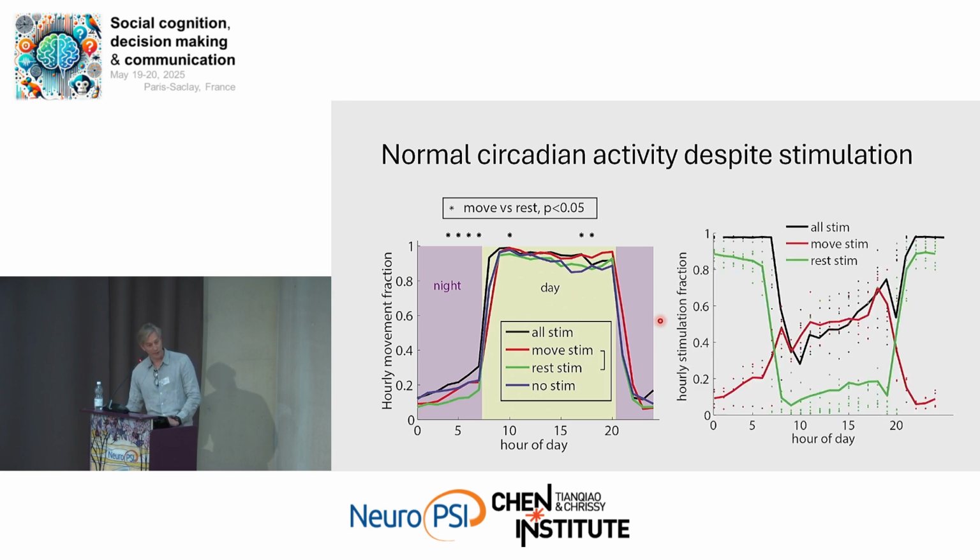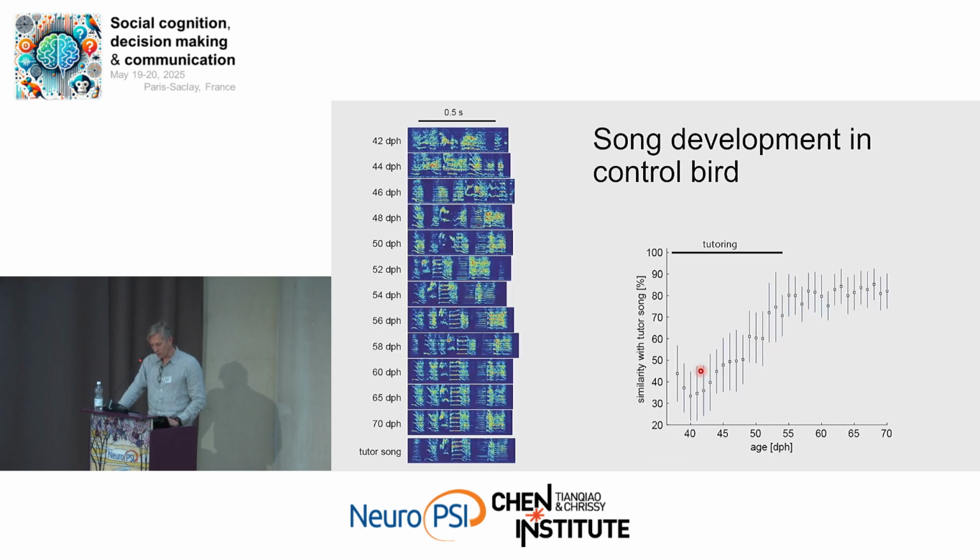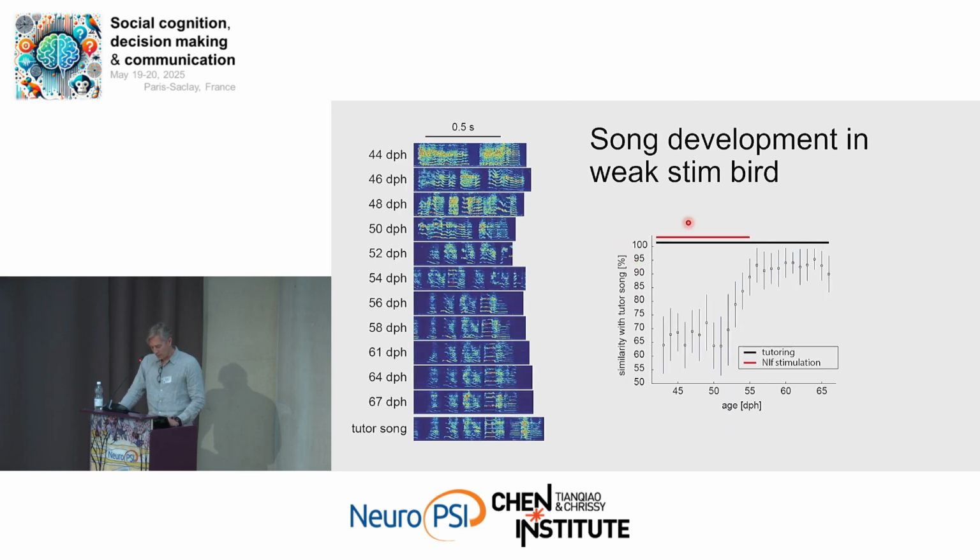And so this is the amount of stimulation they got. The hourly stimulation fraction, so the part of the hour that is stimulated during night, the all stim birds got lots of stim, and then of course less during the day. You could see, of course, the black all stim got the most, and the red and green, the move and rest stim birds, got less. And so this is song development in a control bird that does not get stimulated. When you start tutoring it every day, then after 2 weeks or so, they learn a good copy. So the similarity is about 80%. And now in the weak stim birds, we could see they actually also learned the song during a short period of time. They had a good similarity.